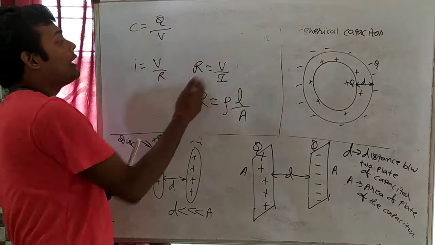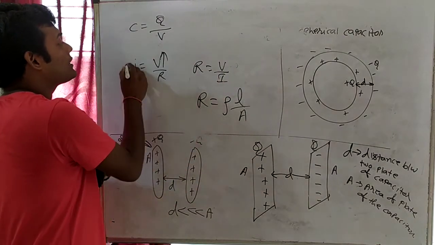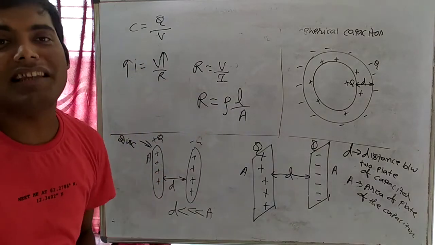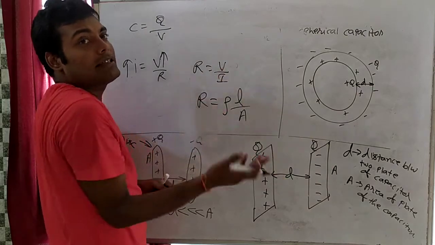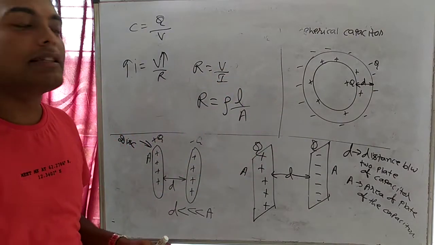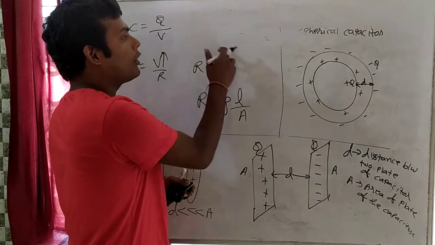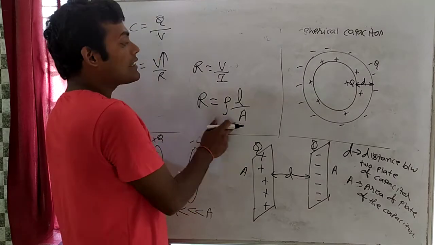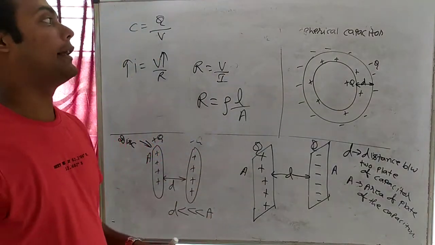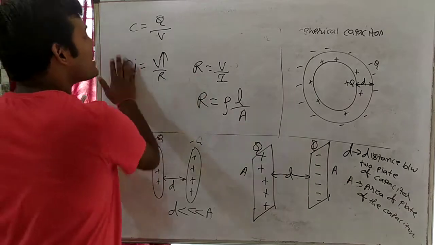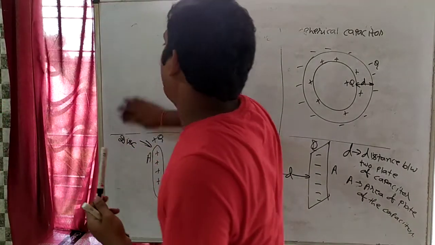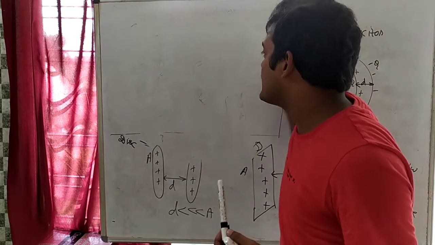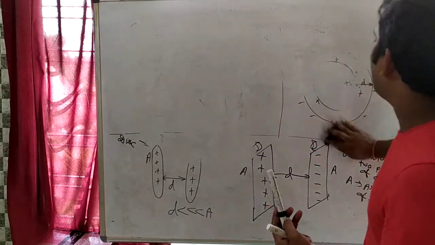Why? Because when I increase the voltage, the current will also increase and both will cancel each other. For example, if this becomes 2 times, this will also be 2 times, 2 by 2, cancel. So resistance will not increase. So resistance is independent of voltage and current. Resistance is depending on this thing. Like that, capacitance is depending on some other thing. So on which factor is capacitance actually depending? That I will tell you now.